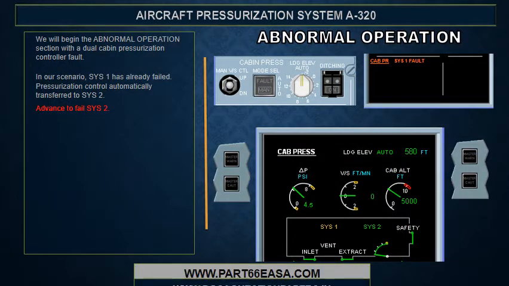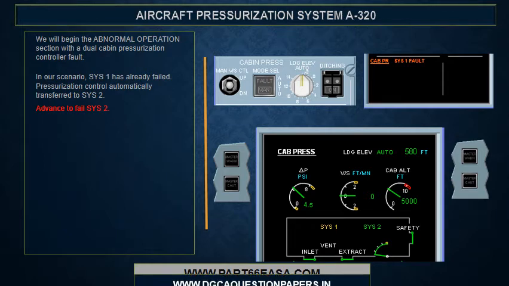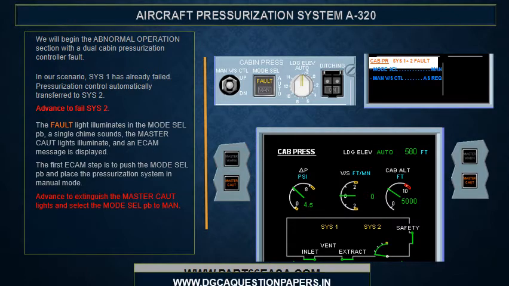We will begin the abnormal operation section with a dual cabin pressurization controller fault. In our scenario, SYS1 has already failed. Pressurization control automatically transferred to SYS2. Advance to fail SYS2. The fault light illuminates in the mode select push button, a single chime sounds, the master caution lights illuminate, and an ECAM message is displayed.